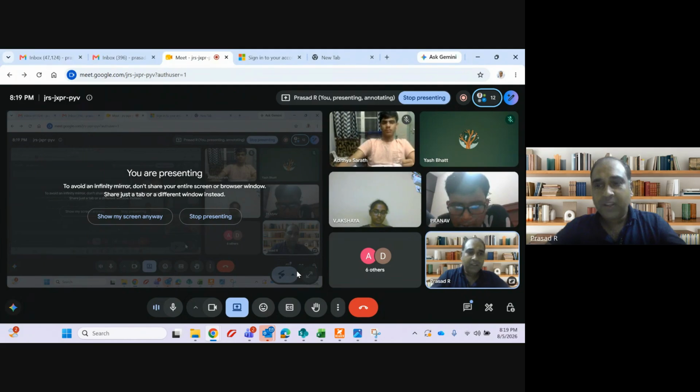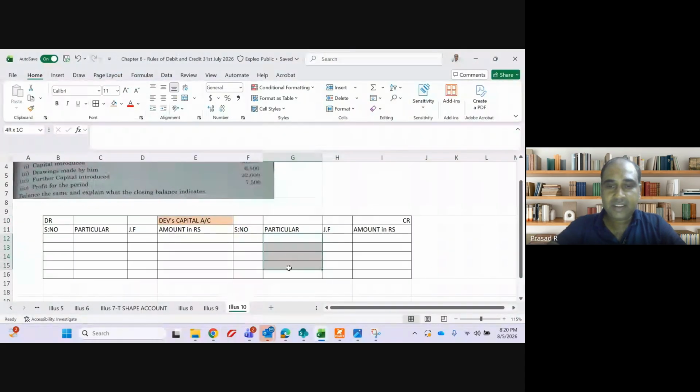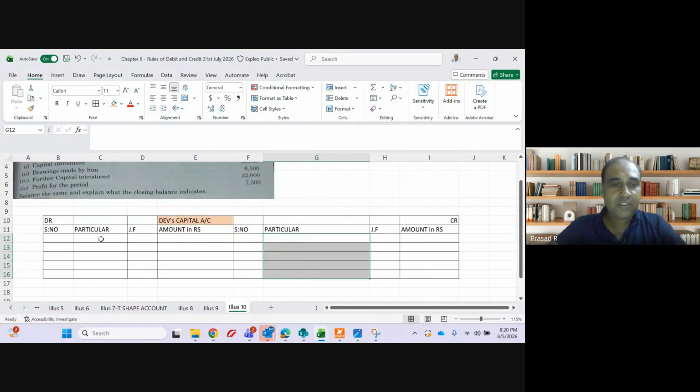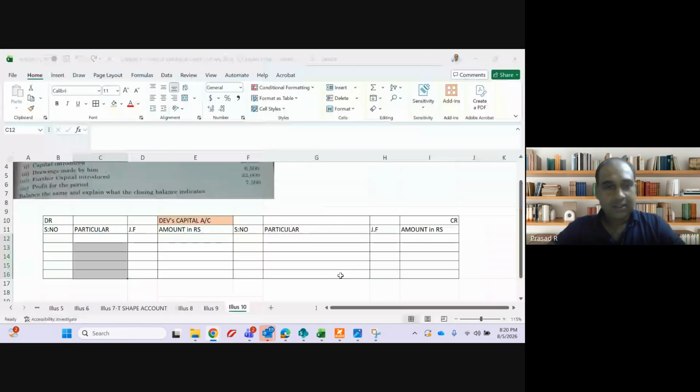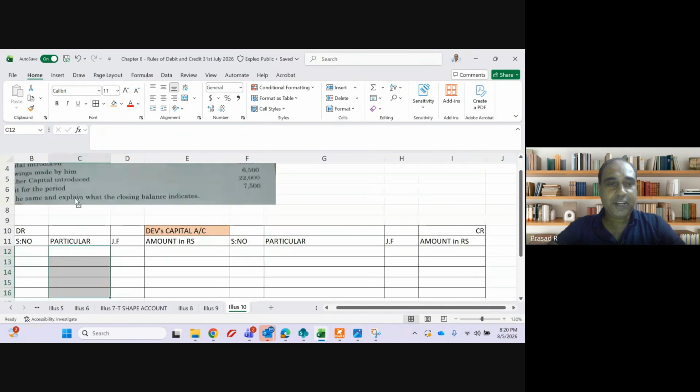In the capital account, anything which is increasing the capital should come on the credit side. Anything which decreases the capital should come here. Clear? Any doubt? First transaction, capital introduced.